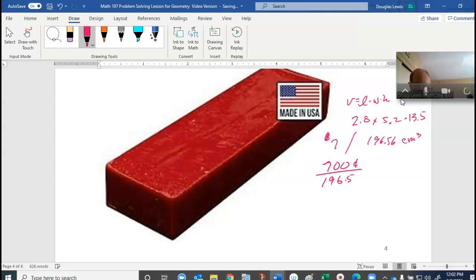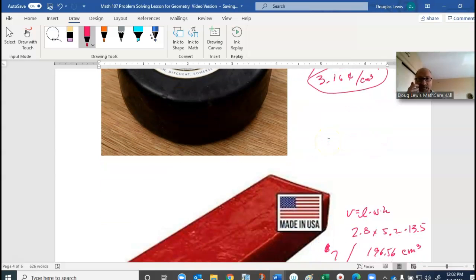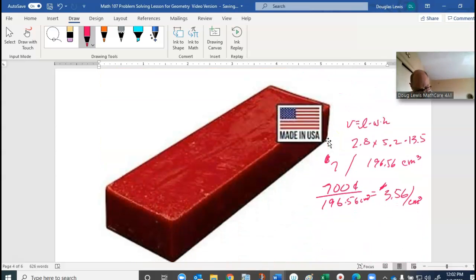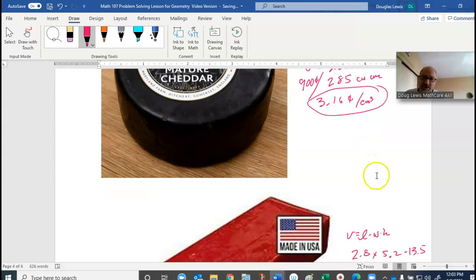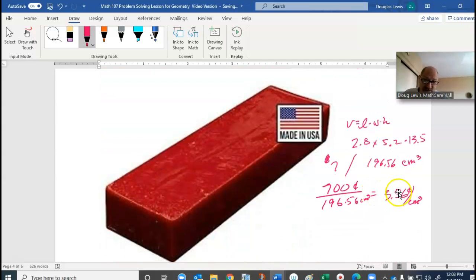Divided by 196.56 cubic centimeters. So what's the cents per cubic centimeter there? It is 700 divided by that answer, and that gives me 3.56 cents per cubic centimeter, right? This was 3.56, and this was 3.16 cents, not dollars. This is about 3.5 cents per cubic centimeter. This is about 3.2 cents per cubic centimeter. So they're not really very different in price, actually. But that's just to give you an idea of how you could do some calculating.